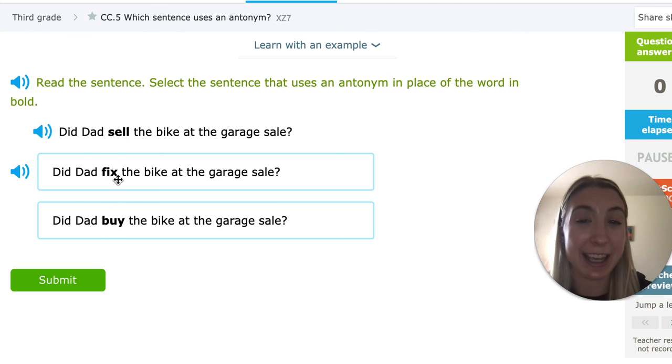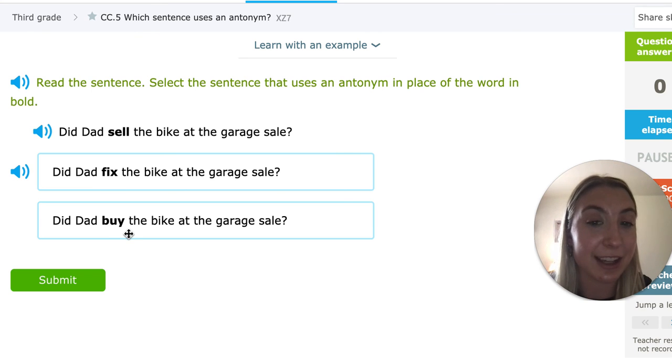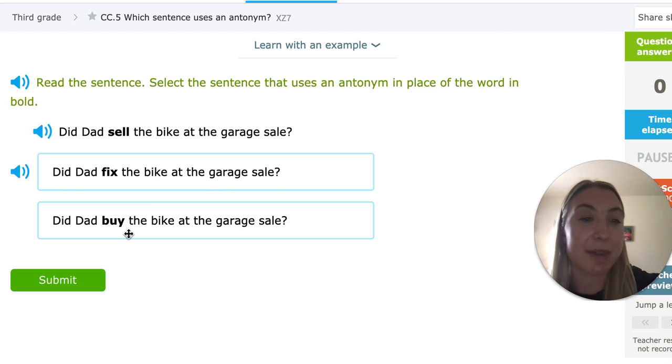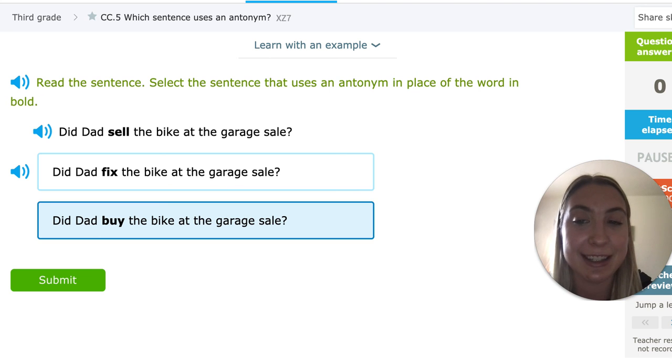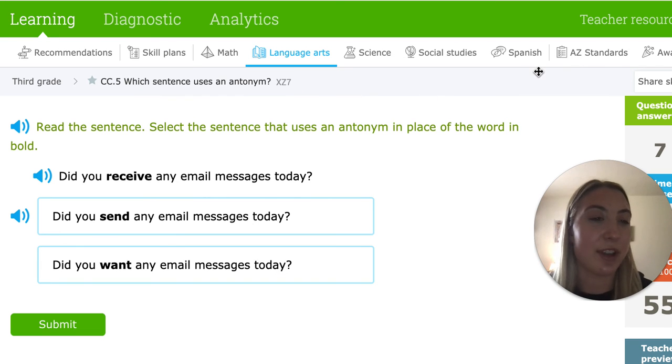Well, fixing it and selling, those are completely different things. But when we buy something, the opposite is selling it. If I were to sell you something, the opposite thing that the person is doing is buying it from me. So buy would be the antonym in this sentence. All right, and let's do another example together.